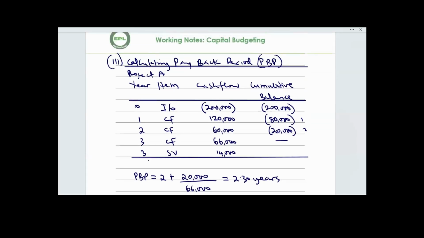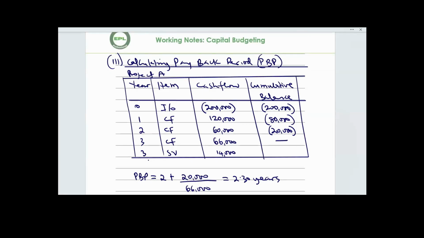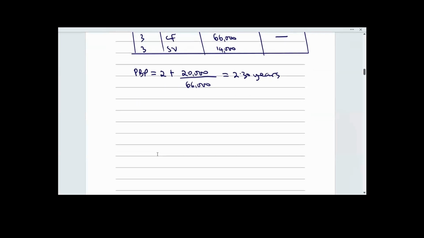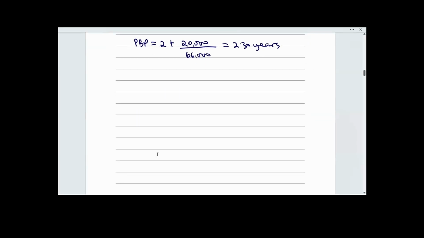Remember, you must express your answer in years, because you have said that payback period is the period, usually expressed in years, in which it takes cash inflow to equate cash outflow in capital investments. So that's the payback period for project A. I will then do it for project B.